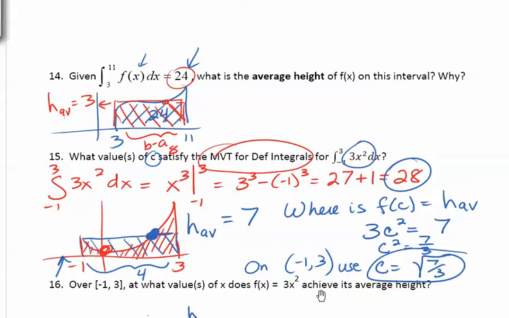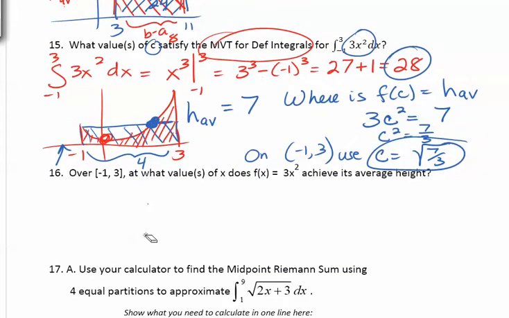All right, so question 16. Same function, and it says on negative 1 to 3. Well, that's the same interval. At what value of x does this function achieve its average height? Trick question. This is the same question as number 15. So it's just worded in another way.